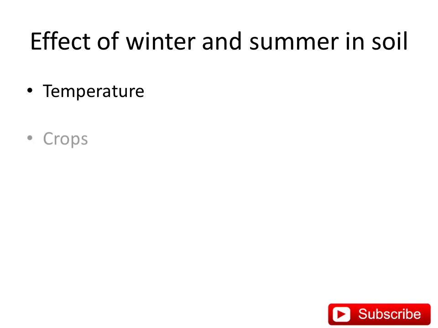Crops which are grown in winter cannot be grown in summer, and the crops which are grown in summer cannot be grown in winter. Wheat, barley, gram, and mustard are usually cultivated in winter, whereas maize, paddy, cotton, and groundnut are summer crops.